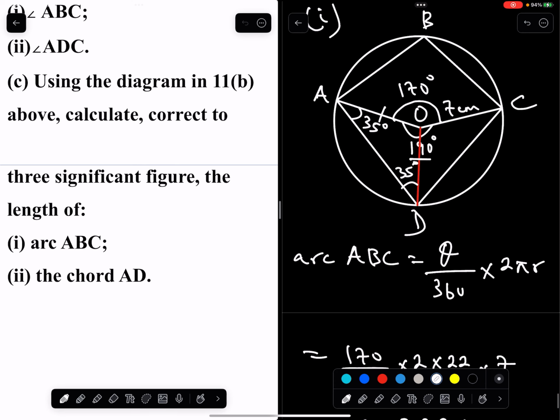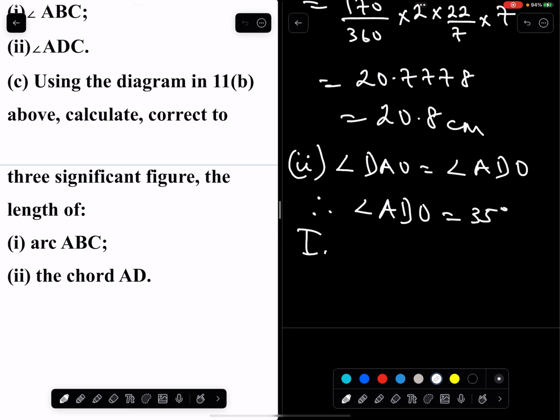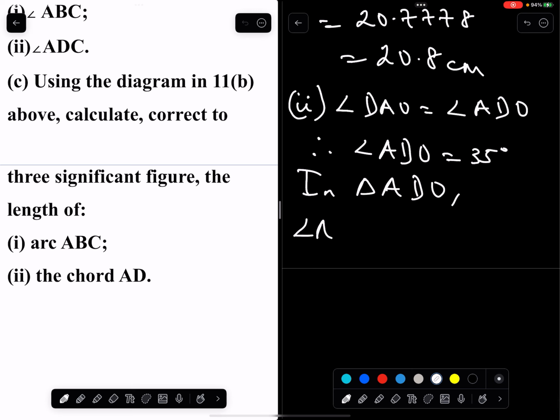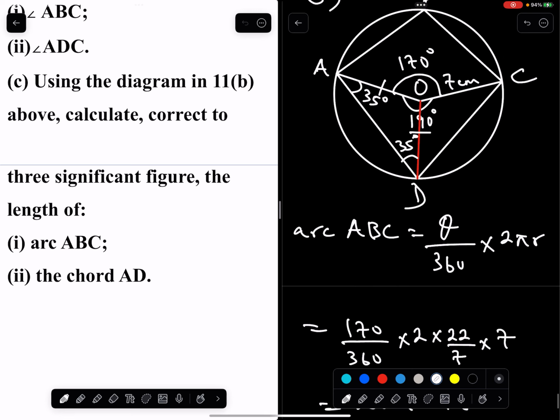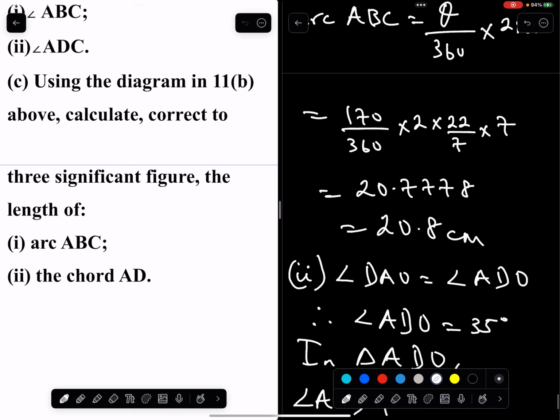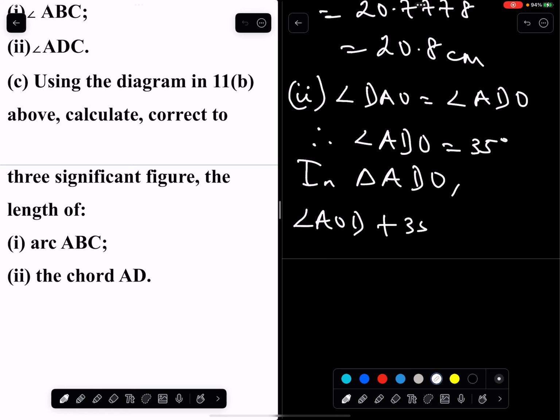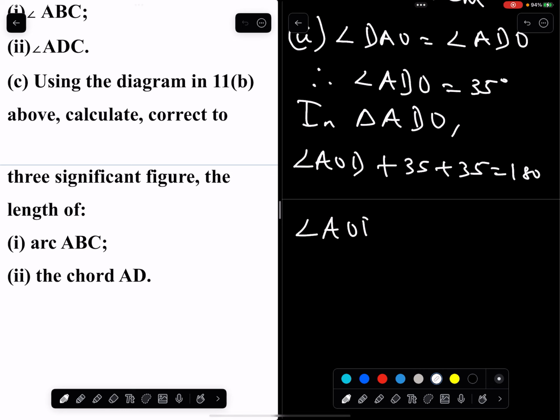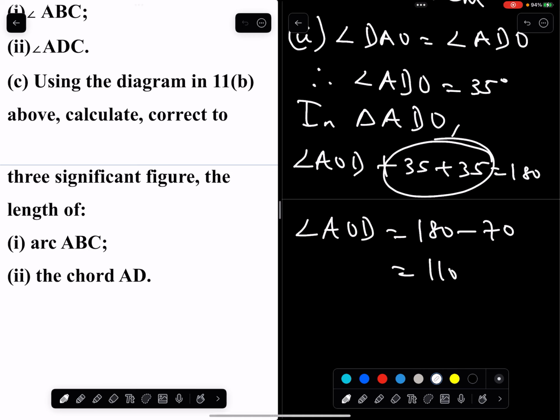Now that I know angle ADO, I can find angle AOD. In triangle ADO, angle AOD plus 35 degrees plus 35 degrees equals 180 degrees. 35 plus 35 is 70, so angle AOD equals 180 minus 70, which is equal to 110 degrees.